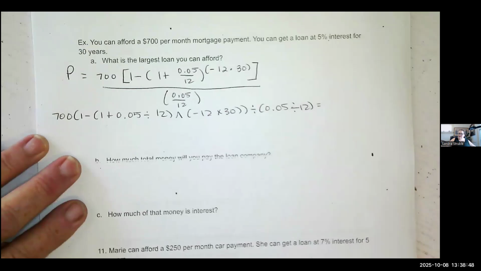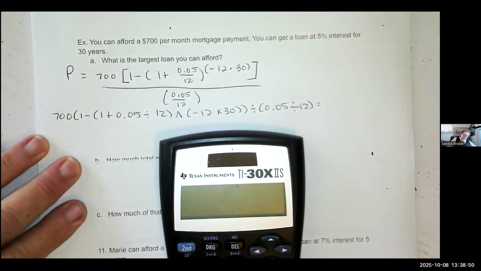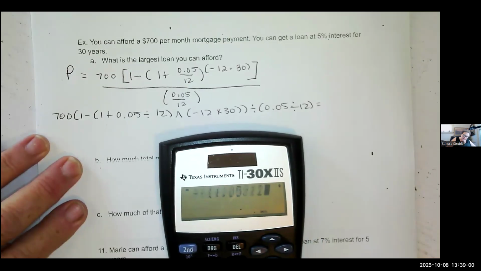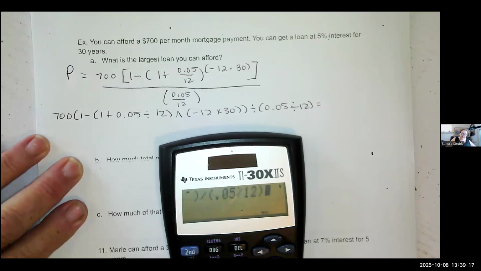All right, calculator. Feel free to put this in with me. 700 open, 1 minus, open, 1 plus, 0.05 divided by 12, close, caret, open, -12 times 30, close, close again, divided by open, 0.05 divided by 12, close, and equal.